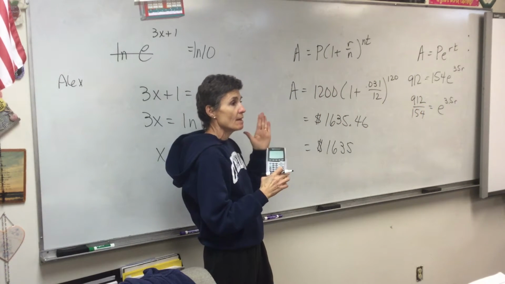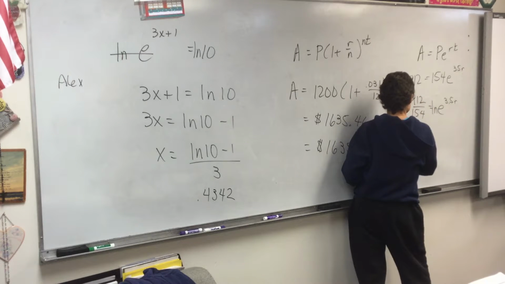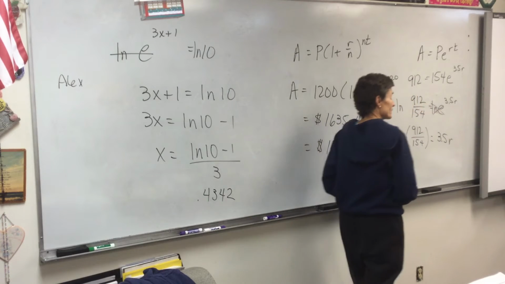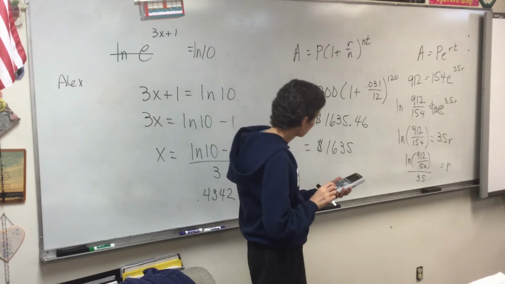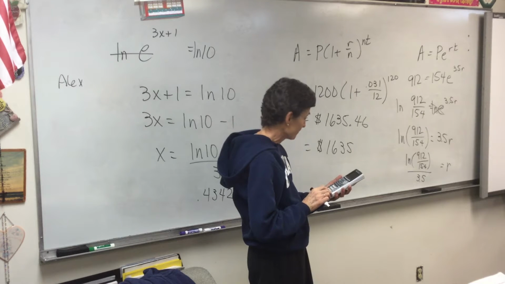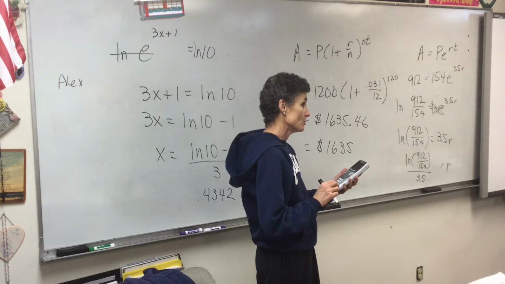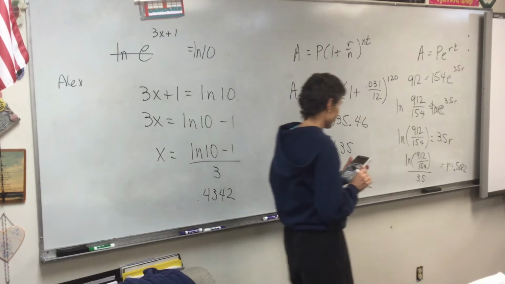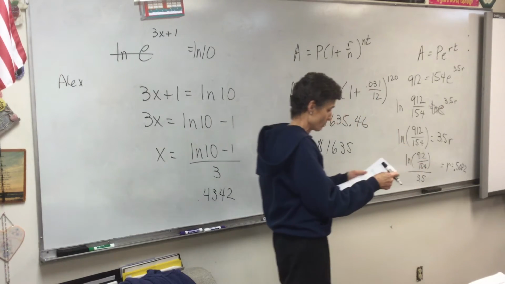As soon as you divide it, then we can do what? ln, natural log both sides. So we're going to ln this fraction, and over here, that 3.5 comes down, and now I can solve for r by simply dividing by 3.5. So I'll get ln 912 divided by 154, and then divided by 3.5. I came up with 0.5082. Did I do that right? By the way, that is like a 50% growth rate. That's a pretty big growth rate, isn't it?